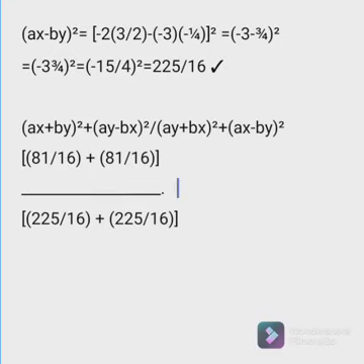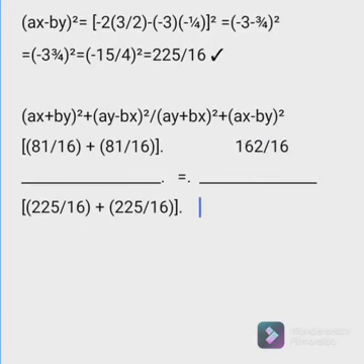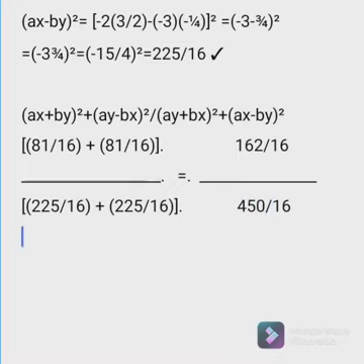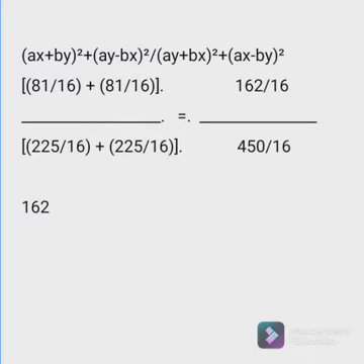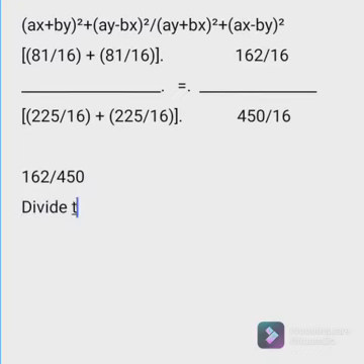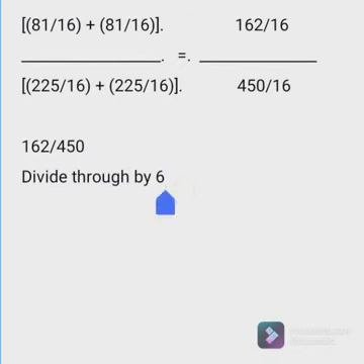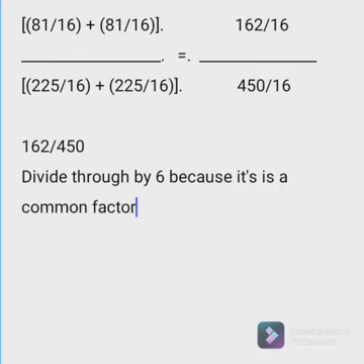So let's evaluate the numerator. When we do that, we'll have a common denominator, which is 16. So 81 plus 81 will give us 162. Then in the denominator, the common denominator is 16. We also have 450. So these two 16s in the numerator and denominator will cancel themselves out, giving us 162 all over 450. So we're going to reduce this fraction.